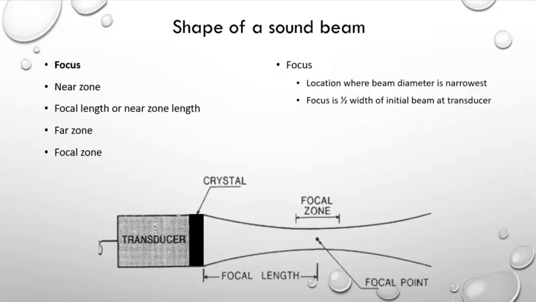There is an area known as the focus where the sound reaches its narrowest point. And so the focal point is the narrowest, and the width of the sound beam is half of that of the initial width at the transducer. So the sound will just naturally focus down to half its size.